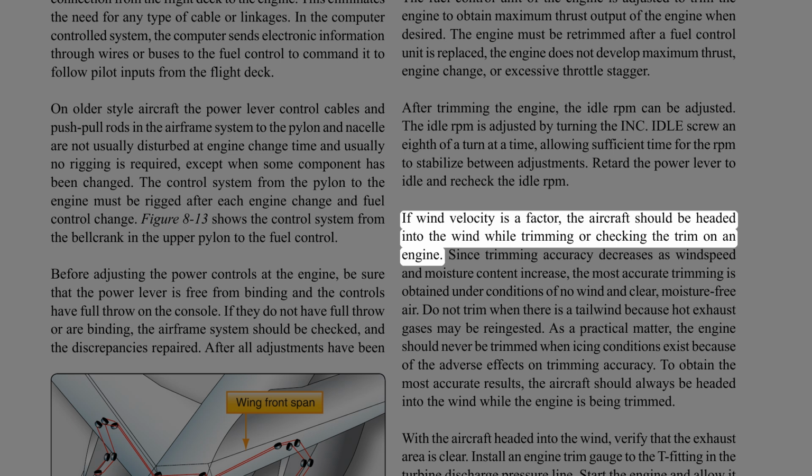If wind velocity is a factor, the aircraft should be headed into the wind while trimming or checking the trim on an engine.